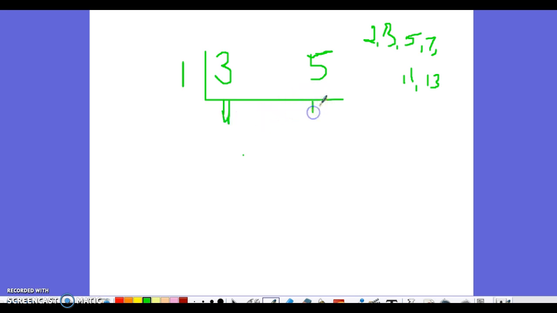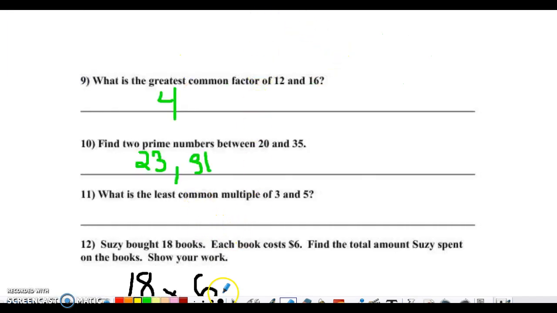Which means in order to find the least common multiple, I take what's on the outside, which in this case is 1, and the lowermost layer, which in this case is 3 and 5, and I multiply them together. 1 times 3 times 5 is 15. My least common multiple of 3 and 5 is 15.